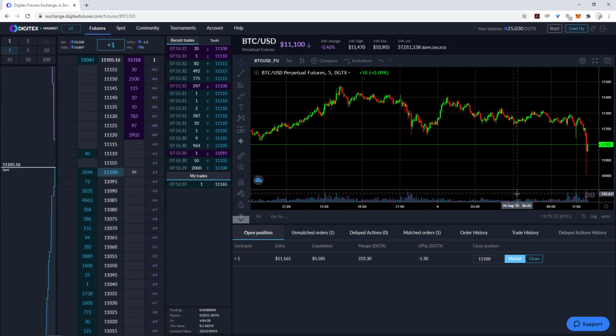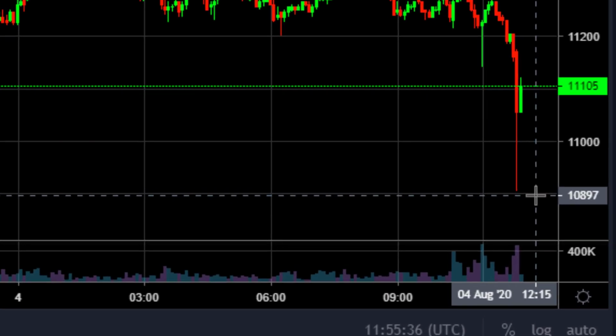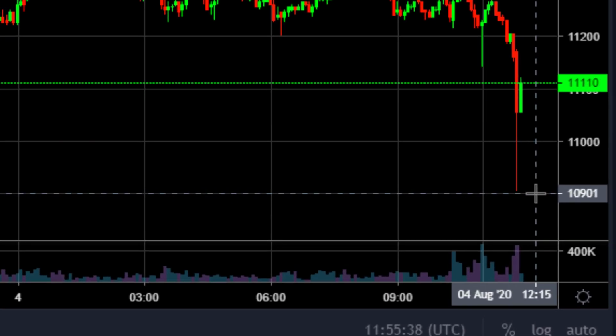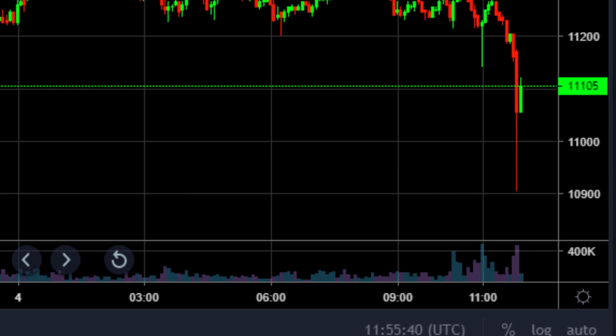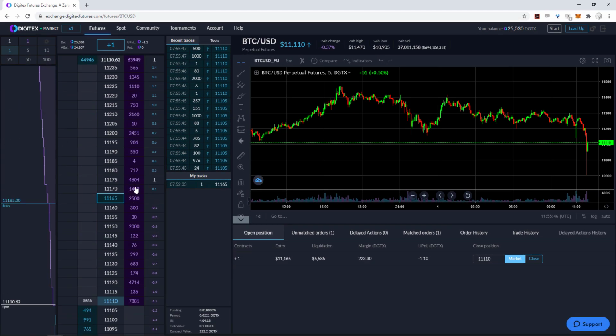But it might make sense for me to put a stop loss in now below the tail or the wick of this down here at about 10,900. So if the price comes down to 10,900 again, I want to stop myself out of this. Otherwise, I'm still going to have my limit order up here at 11,175.